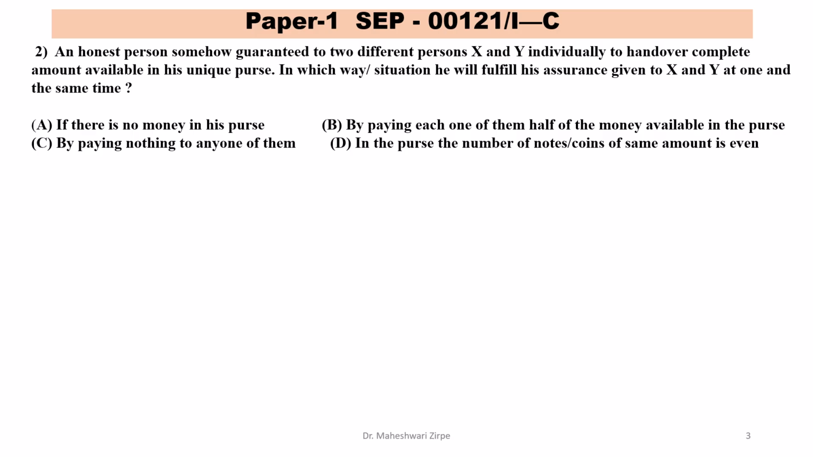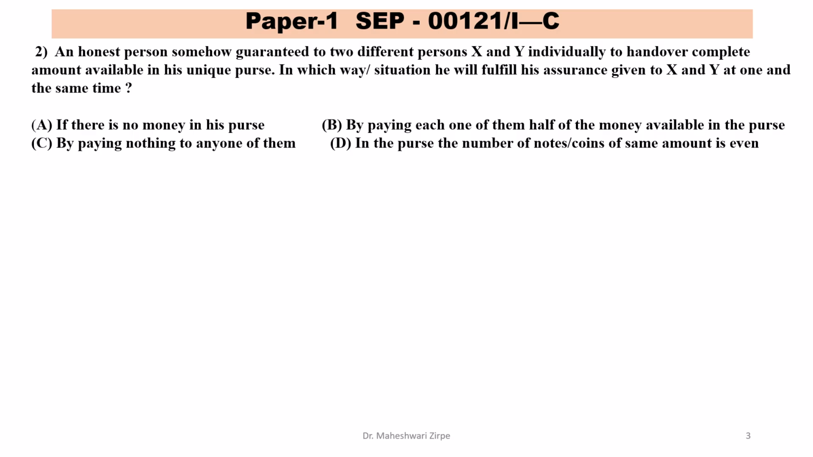An honest person somehow guaranteed two different persons X and Y individually to hand over the complete amount available in his unique purse. In which situation will he fulfill his assurance giving to X and Y at one and the same time? Okay, so here there is a person who is trying to give some amount, to hand over the complete amount in his purse to two different persons. Now how will he fulfill his promise that they are asking?